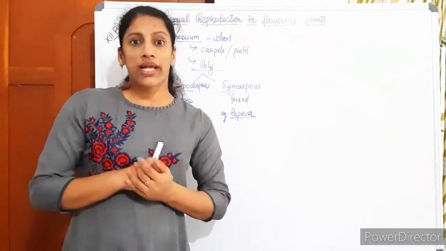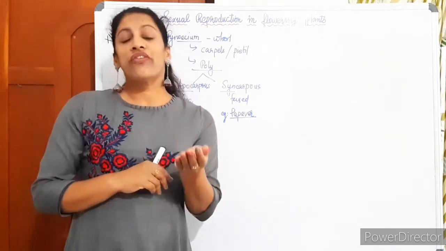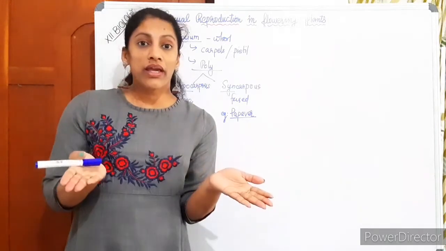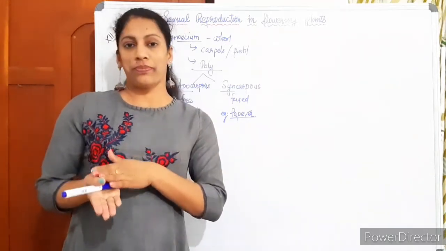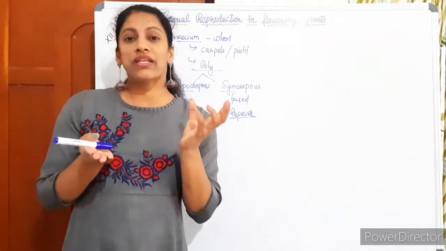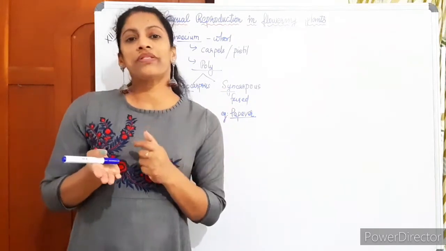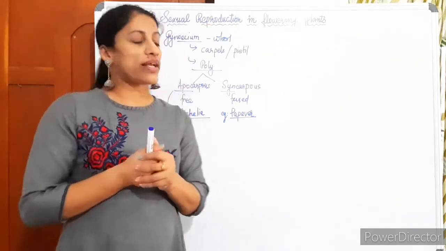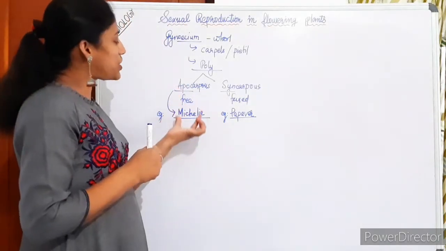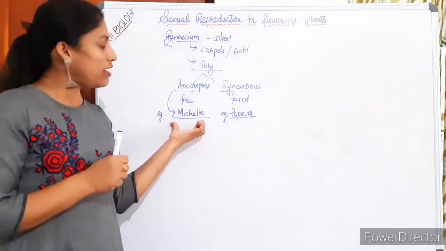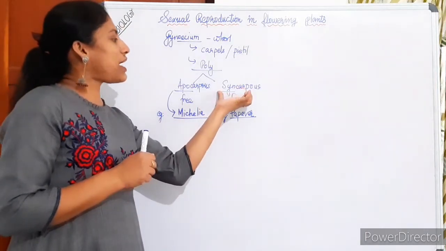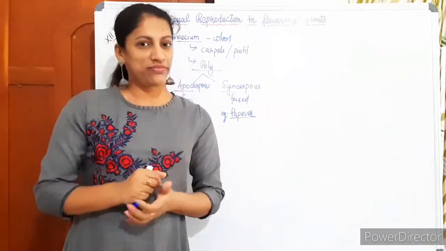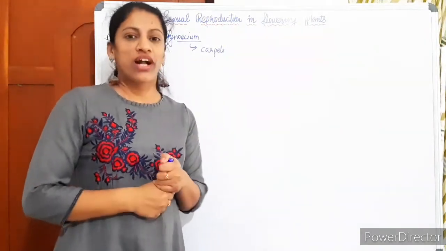If there are many carpels, a polycarpellary gynoecium, it can be either syncarpous or apocarpous. Syncarpous means carpels remain fused. Apocarpous means carpels remain free. Okay, I think you got me. One example for apocarpous gynoecium is Michelia champaca. For syncarpous gynoecium, one example is Papaver somniferum. So the gynoecium is made up of carpels.